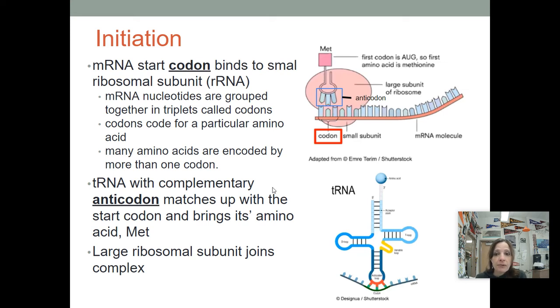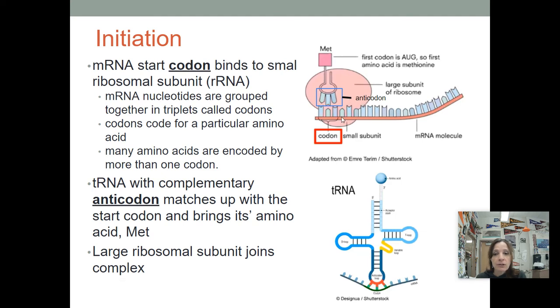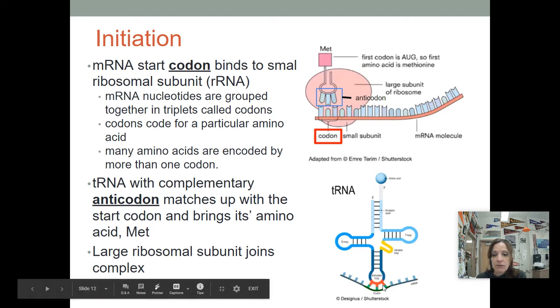But AUG is always the first codon in every single protein, the thousands and thousands of proteins that are made in your body. Once that codon gets hooked into the small subunit, then the transfer RNA with the complementary anticodon comes in. If this is AUG, then this would be UAC, okay? And that's going to match up, and the amino acid is called methionine, or Met for short. After that, the last step is that this large part of the ribosome is going to hook on to the small, and we're going to get going. So here's another picture of how the anticodon is going to match up with the codon on mRNA.